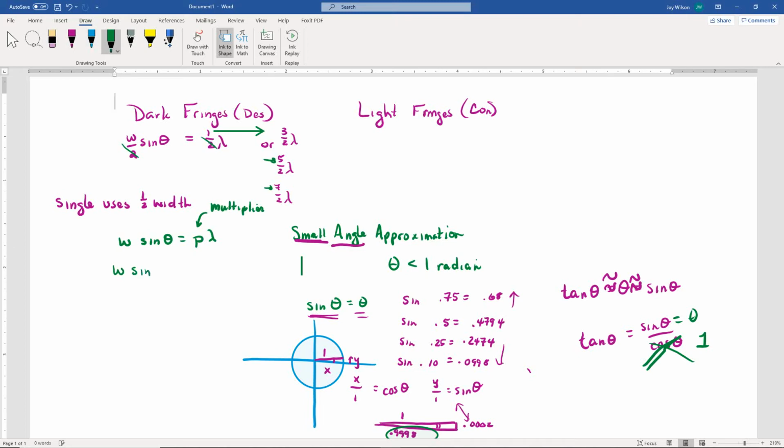W sine theta equals some sort of multiplier times here, okay? And I'm going to show you where the multiplier comes in, so you're going to see this real quick. Let's leave that off for just a second. So we have 1 here, 3/2 here, but the half got canceled. Then we have 5/2 would be our next one.